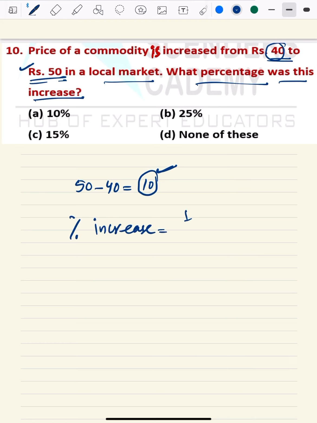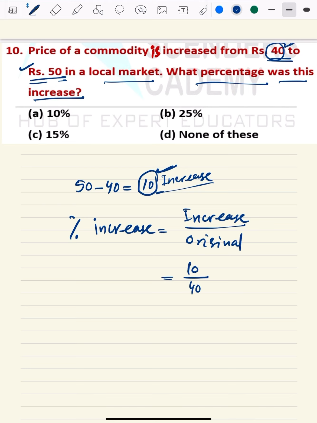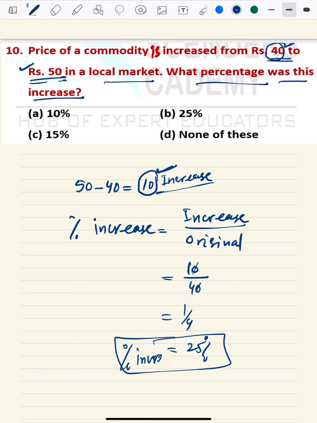Now percentage increase is equal to increase divided by original. So the increase is 10. This is the increase. 10 divided by, originally it was 40. So this would be 40. The 0 will be cancelled, 1 upon 4, or we can say it is 25%. So the percentage increase is 25%. Option B is the right answer.